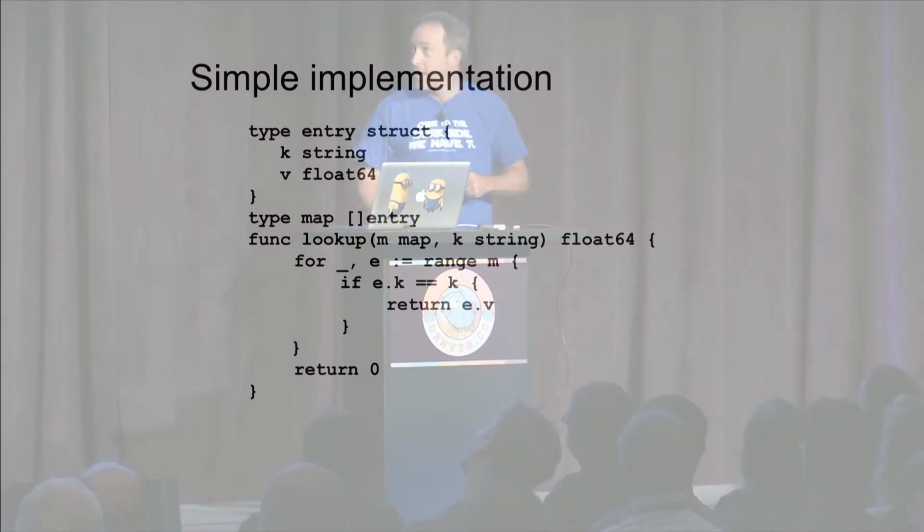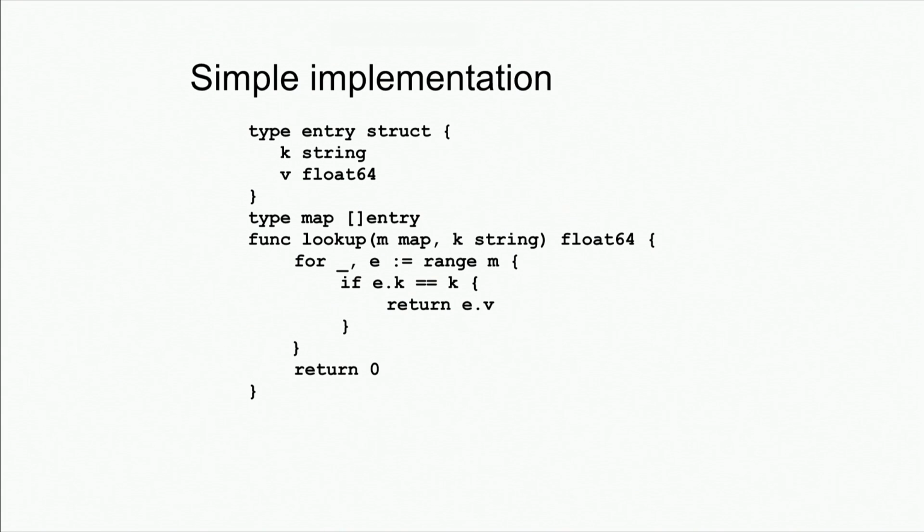So here's a very simple implementation of maps. This map is just going to be a slice of entries, each one being the stock symbol and the price of that stock. A map is just a slice, so when we want to find a stock in this map, we just have to iterate through the slice. We compare the stock symbol that we're looking for against all the stock symbols.